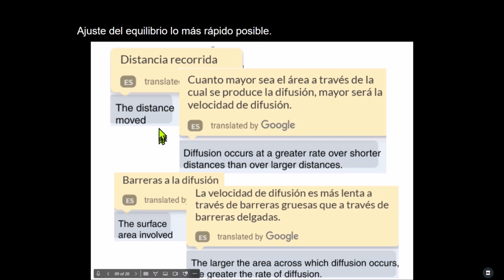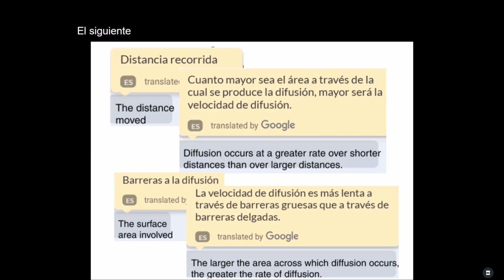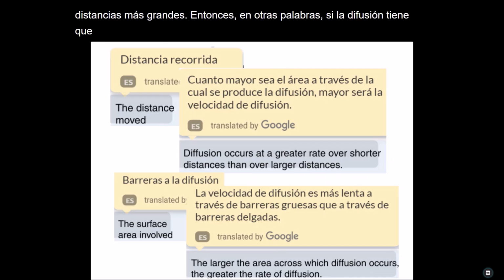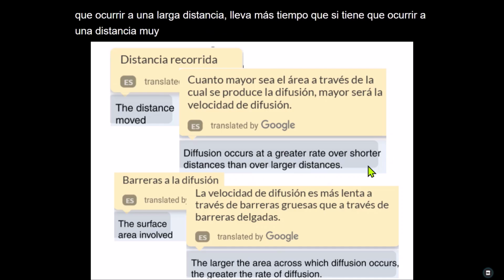The next factor is the distance moved. Diffusion occurs at a greater rate over shorter distances than over larger distances. In other words, if diffusion has to occur over a long distance, it takes longer than if it has to occur over a very short distance. A short distance diffusion will occur very quickly.